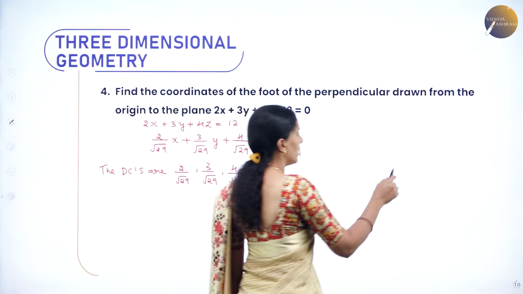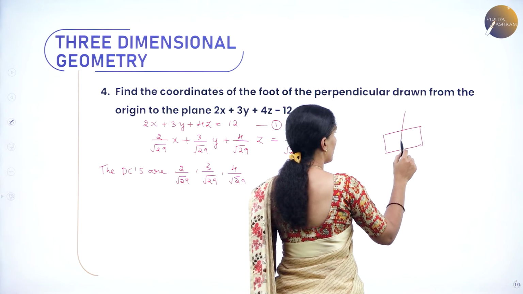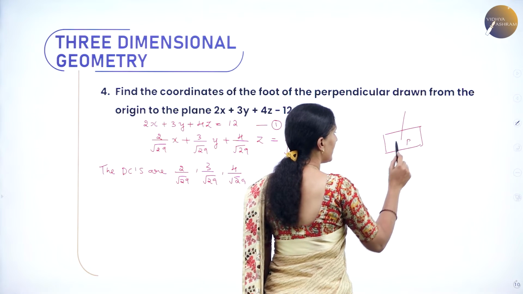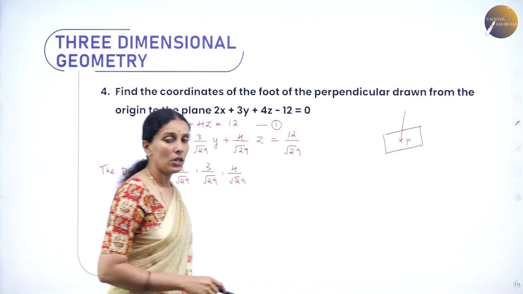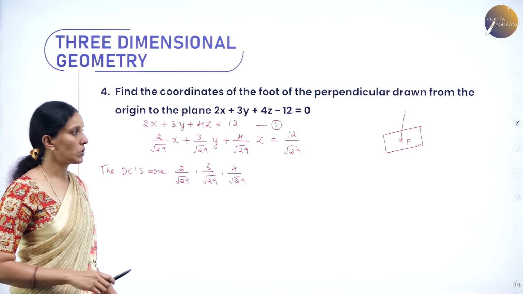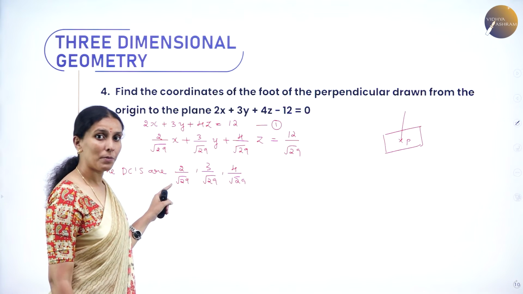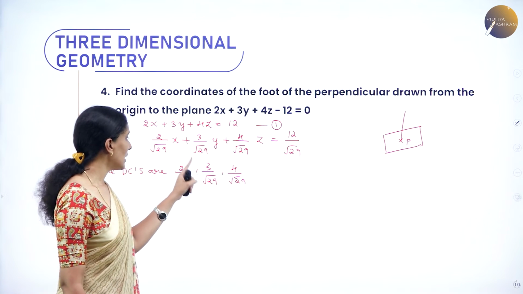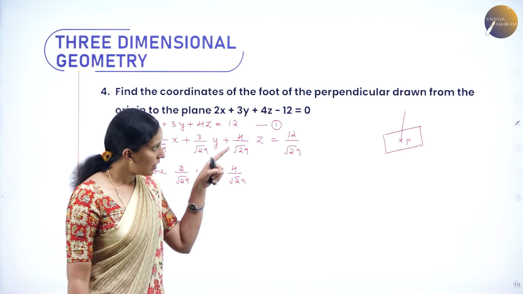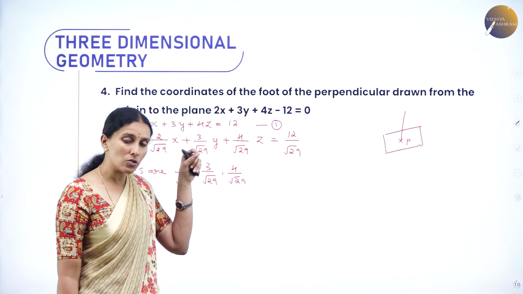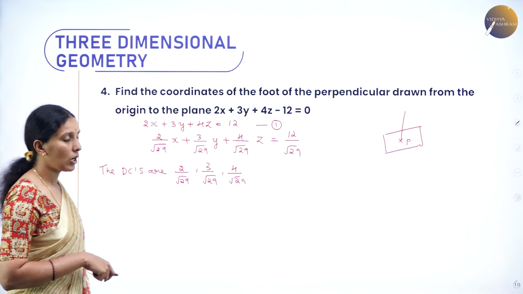Again, let there be any plane. Here, let this be a perpendicular, and P is the foot of the perpendicular on the plane. So let x1, y1, z1 denote the point. We know that the normal means the line which is perpendicular to the plane. The line's DCs are 2 by root 29, 3 by root 29, 4 by root 29. And the foot of the perpendicular means the point lies on the same line. Thus we can say the direction ratios and cosines of the line are proportional to each other.